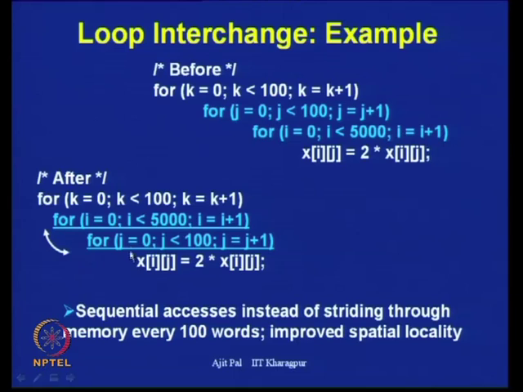This will give you sequential access to the different elements of the array instead of striding through memory every 100 words. In the first case you stride through every 100 words, but in the second case you access sequentially, which gives improved spatial locality. So the second option gives a better result than the first. This is the loop interchange example.